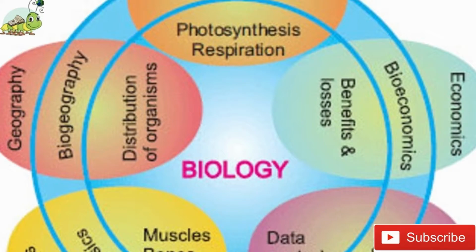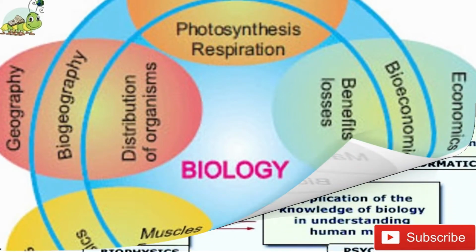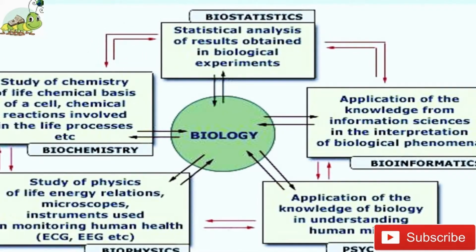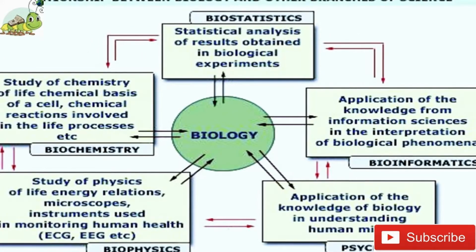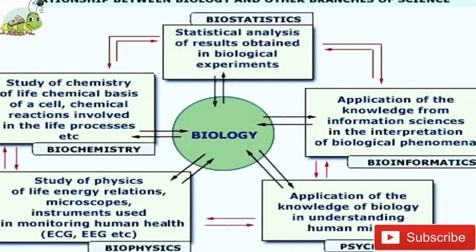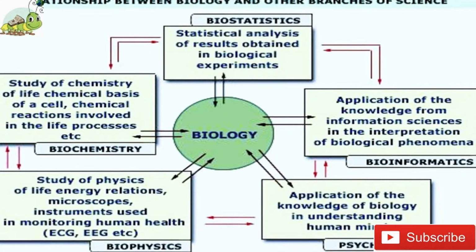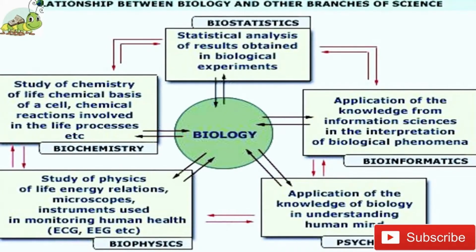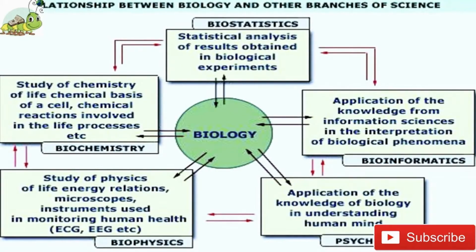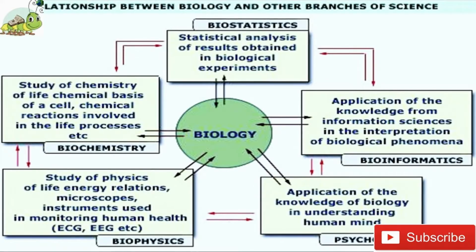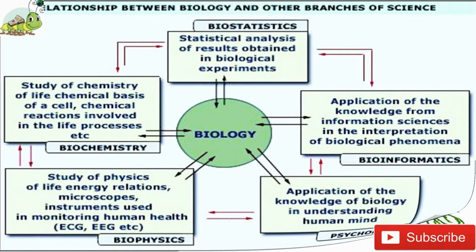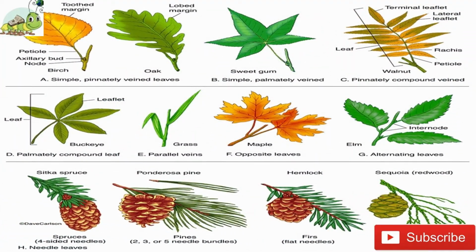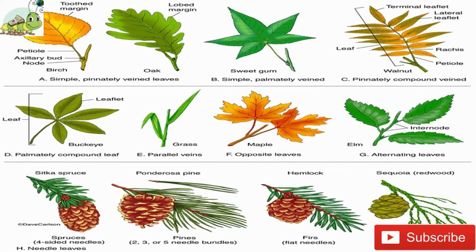Next, climatology and biology. The distribution of living beings is mainly based on the climatic conditions of a particular zone. Then geology and biology. Knowledge of rocks and soil is needed for studies related to paleobotany and paleontology, the study of pollen grains, etc.